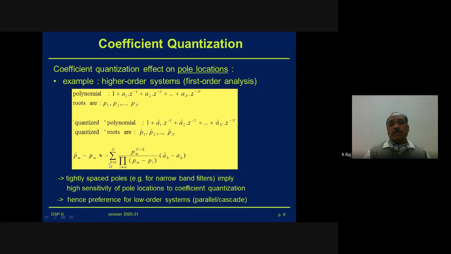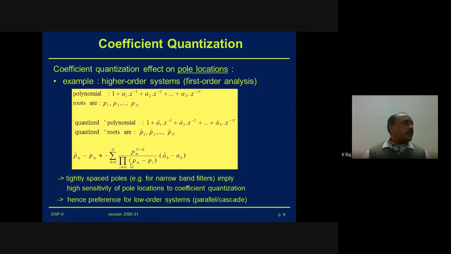In this manner, the summation k equal to 1 to n of pm to the power n minus k, where n is the order of this filter, divided by the multiplication of pm minus pl, l not equal to m, and the total is multiplied by the difference of the coefficients ak and ak cap.